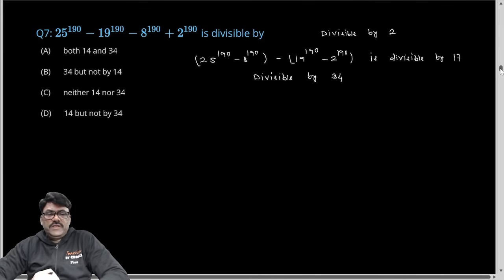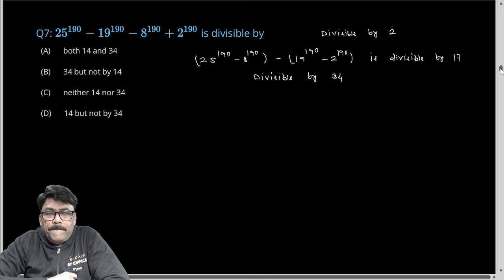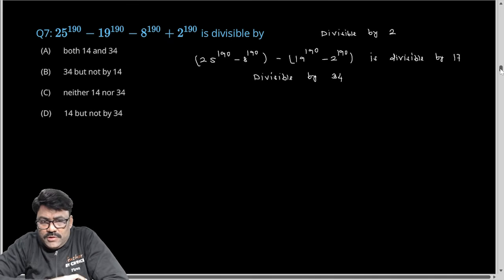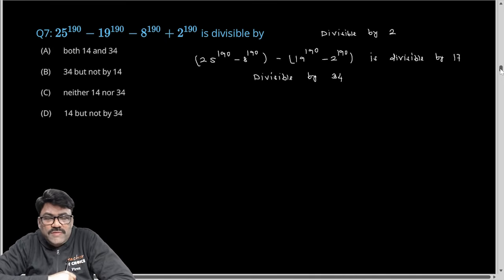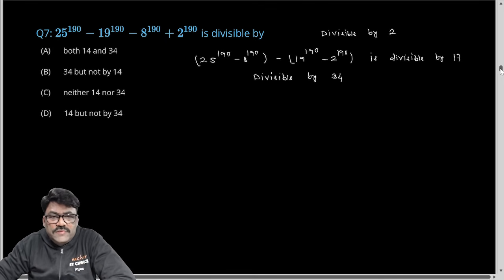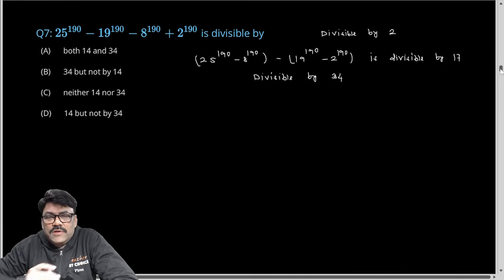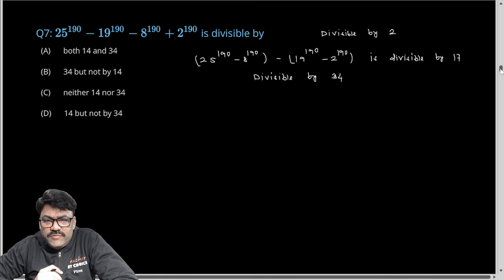Now next I will check divisibility by 7. If it is divisible by 7, then it must be divisible by 14 also, because it is divisible by 2 already. So to check the divisibility by 7, let's rewrite this expression. Means let's find the remainder when it is divided by 7. If remainder is 0, then it is divisible by 7. If remainder is not 0, then obviously it is not divisible by 7.